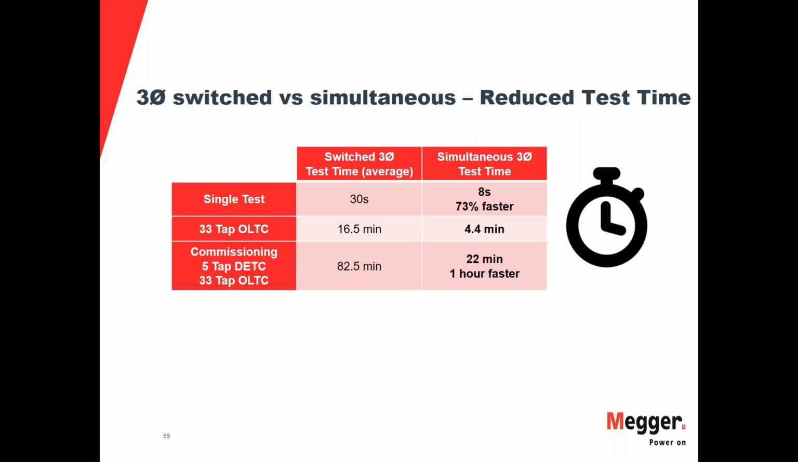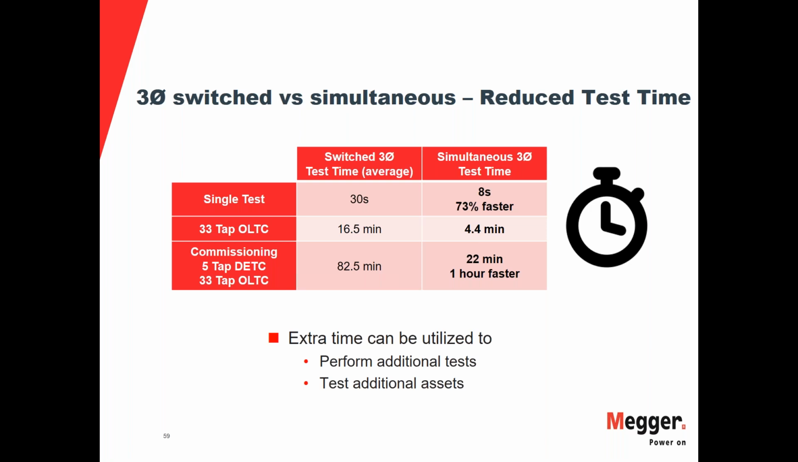And you can see here, just for an example, how much quicker you can get if you're using 3-phase simultaneous versus just doing single-phase switching. So again, how does that help us? We have extra time that we can do additional tests, test additional assets, things like that.